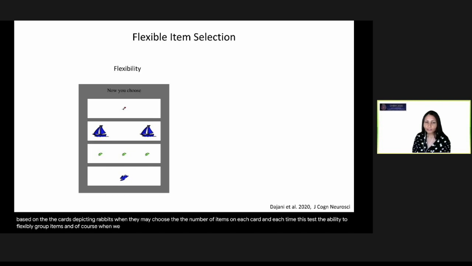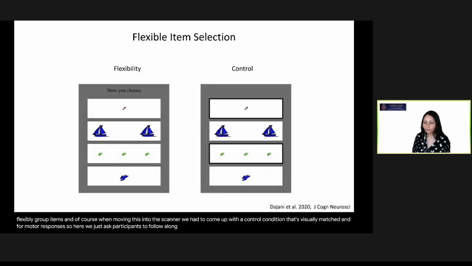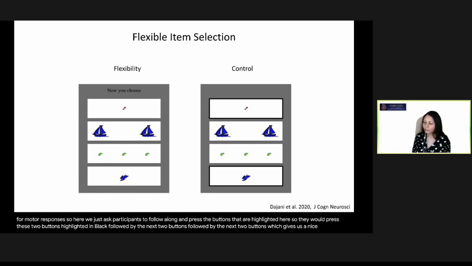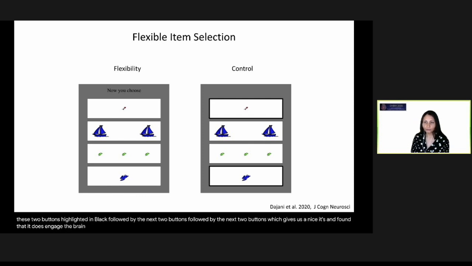And of course, when moving this into the scanner, we had to come up with a control condition that's visually matched and for motor responses. So here we just asked participants to follow along and press the buttons that are highlighted here. So they would press these two buttons highlighted in black, followed by the next two buttons, followed by the next two buttons, which gives us a nice control. So we've done this task in adults and found that it does engage the brain networks we expect to be involved in executive function.